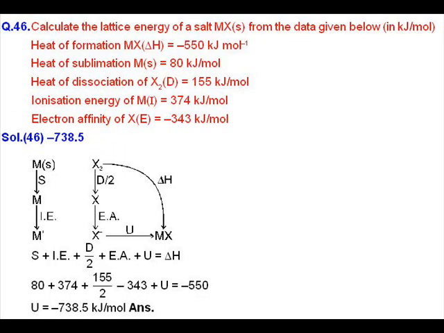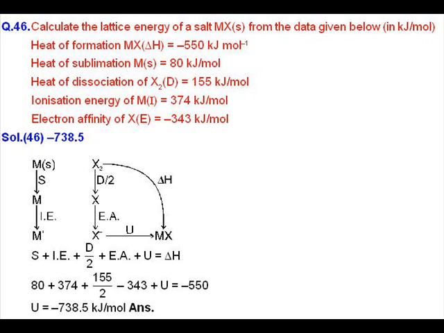Hello everyone, we are going to discuss question number 46 from MTP3. Here we have to calculate the lattice energy of a salt from the data that have been given in the question itself. In this kind of problem we have to apply Hess's law. According to this law, the enthalpy change for any particular reaction is constant irrespective of the path that has been followed. That means the heat of formation for the process will be equal to the sum of heats that have been either released or absorbed in the minor steps.